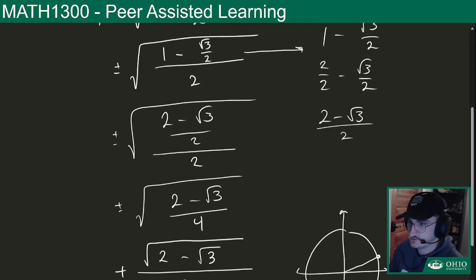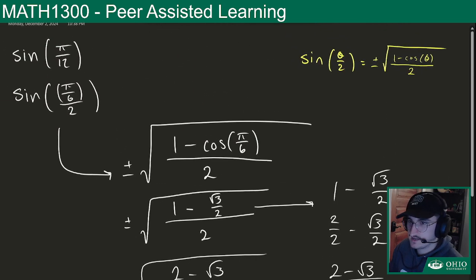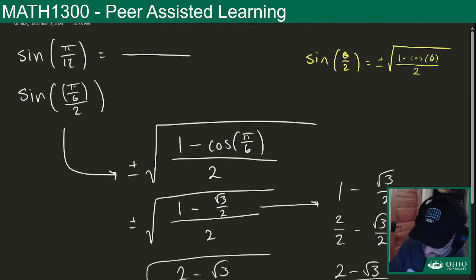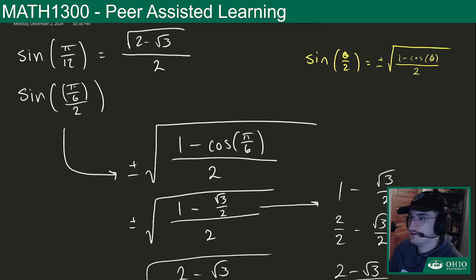And so the final answer is that sine of pi over 12 equals the square root of 2 minus root 3 over 2. And that is a way to find the value of a trig function where the angle theta is not on the unit circle.